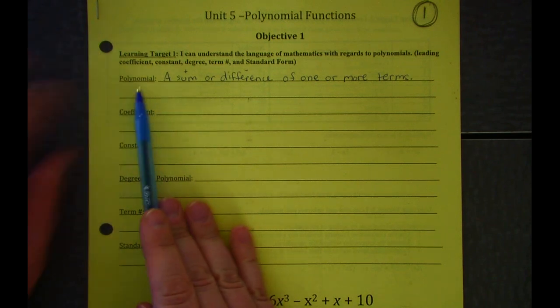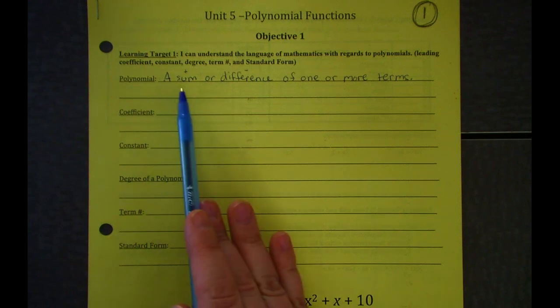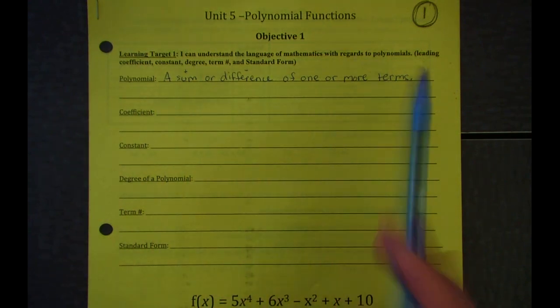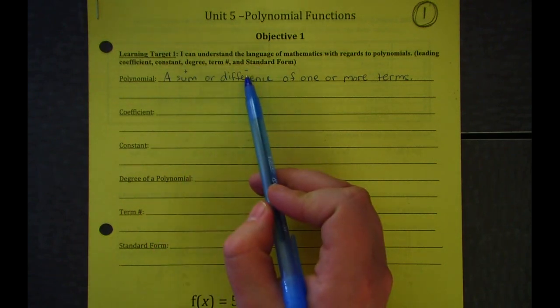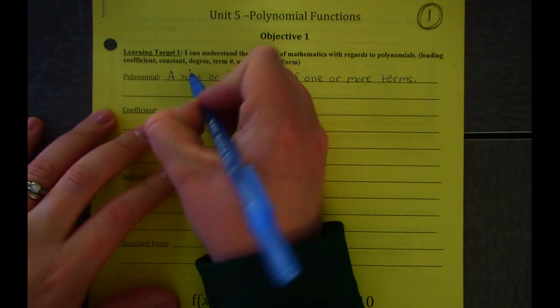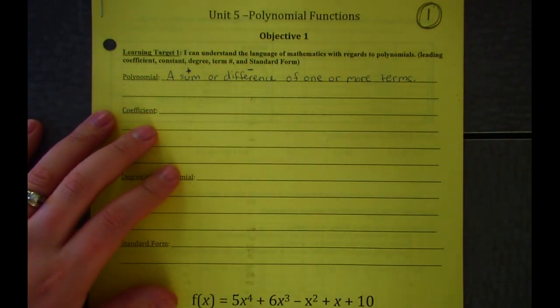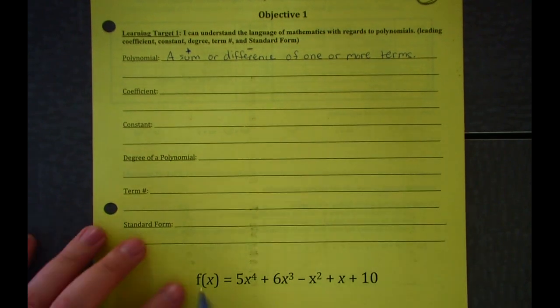The first word that we're going to talk about is polynomial. A polynomial we're going to define as a sum or difference of one or more terms. Remember, sum means adding, and difference means subtracting. So we're going to put a plus sign here to remind us, and a minus sign here to remind us. And then we're going to look down here at the bottom. Here is an example of a polynomial right here.